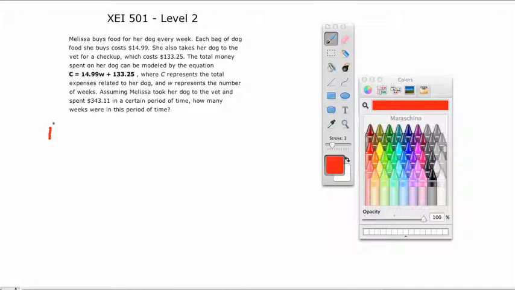So step 1, read. I know that we all don't like to read, but you need to read the entire passage. So let's read through this one.